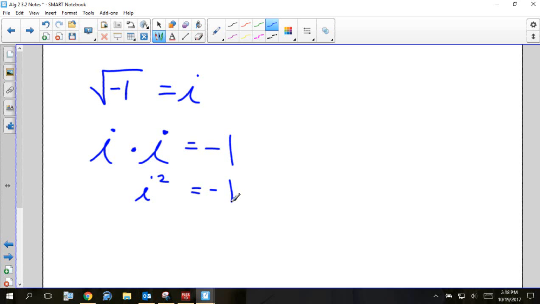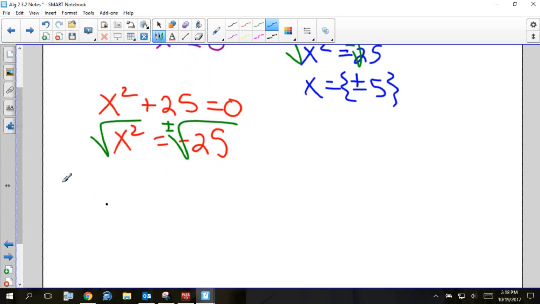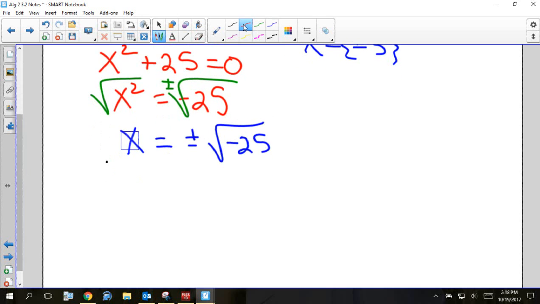So where we would use that, on that last example we were just talking about, when you told me, oh, there's no real answer because you can't square root -25, now we can. There is no real answer, there's imaginary answers. So I have, on that last example, x equals positive or negative square root of -25. And what I'm going to do is make a factor tree with -25. I'm going to factor out the square root that I know, 25, and the square root of -1.